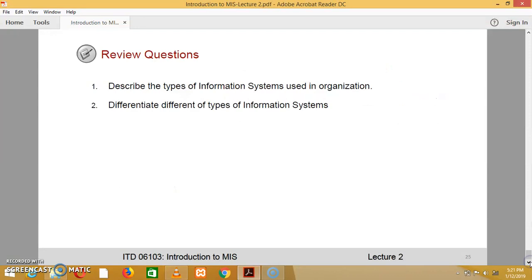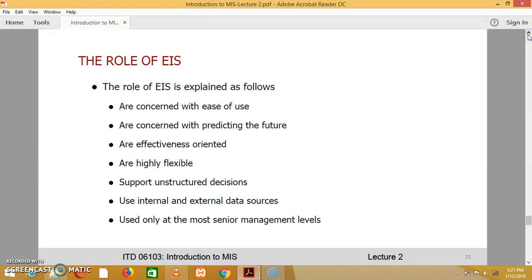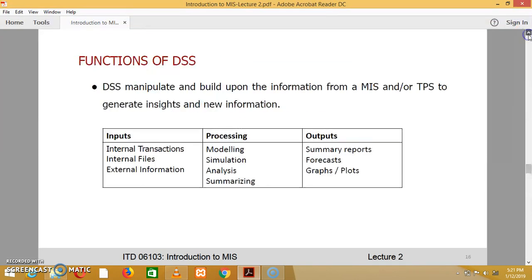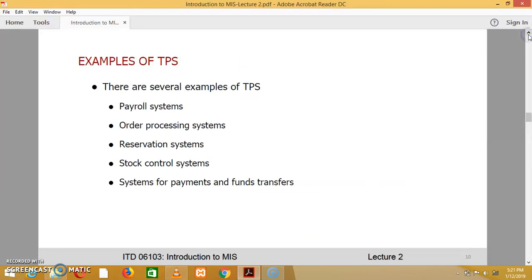And something very important, you have to understand the examples of systems that are in each model. Because, for example, when we are talking about TPS, what are the types of systems that can be found in TPS? So we have payroll system, order processing system, reservation system, and stock system. Also, we have systems for payment and fund transfer. So all these are just the TPS. They process the transaction, daily and active.